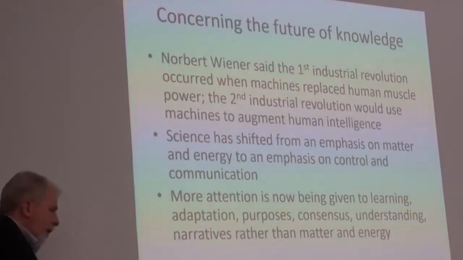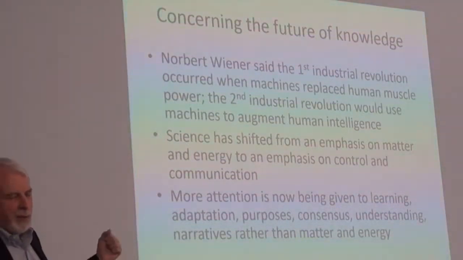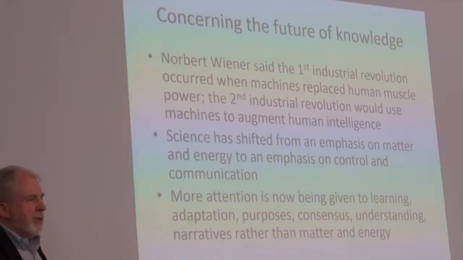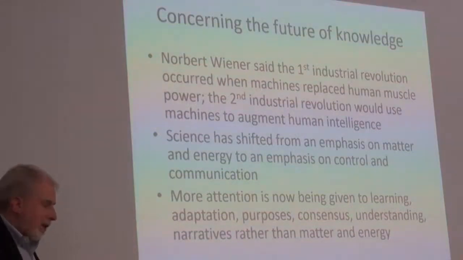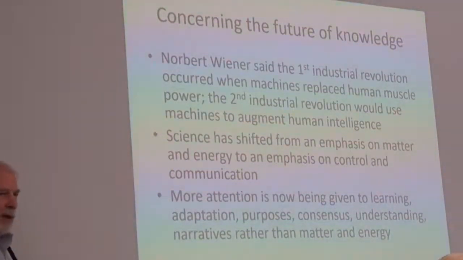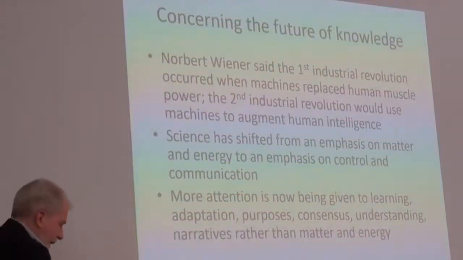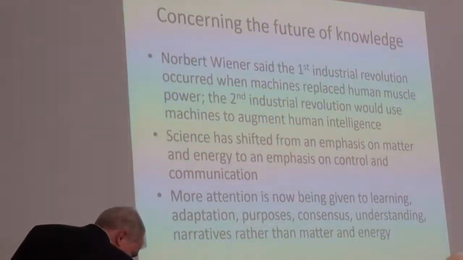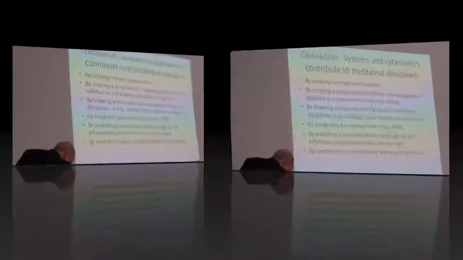Now, going back to the origin of cybernetics, Norbert Wiener said you have two industrial revolutions. The first was the use of knowledge to replace human muscle power. The second is the use of computers to replace human intellectual activity. What we've seen at this meeting, I think, is an increasing interest in processes like learning, adaptation, purposes, consensus, understanding, and narratives. And that's rather far outside the realm of matter and energy. So we're deeply into the second industrial revolution.